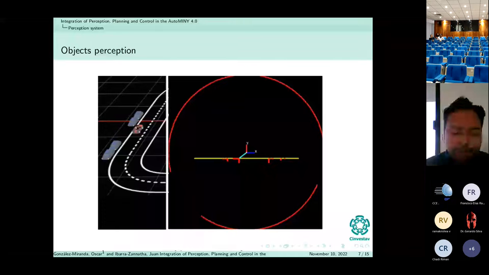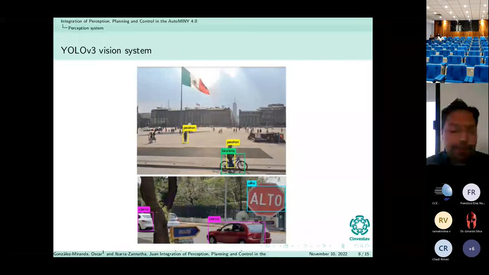To detect objects on the image, we use a convolutional neural network with a YOLOv3 architecture. It lets us detect traffic signals, pedestrians, cars, etc. This is an example of its performance. As you can see, it can detect pedestrians, bicycles, some traffic signals such as the stop, or other cars. We trained it with some public data sets and with images collected by us. We need to build a data set using images of the roads in urban environments to give a good performance.